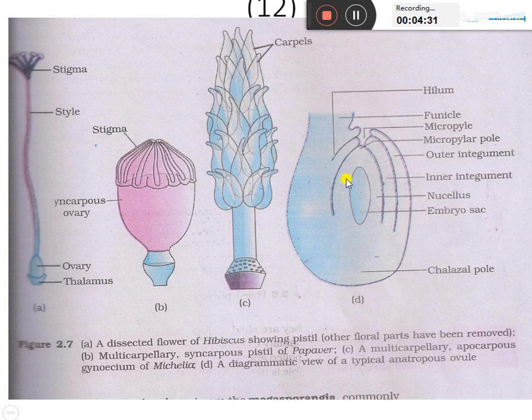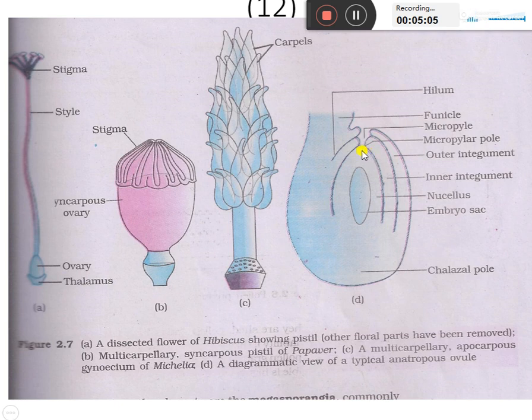This is an anatropous ovule. So here is the funicle or the stalk. The ovule is attached to the funicle at a point called the hilum. This is the hilum. The outermost coverings are called the integuments, the outer integument and the inner integument on both sides. There is an opening called the micropyle.